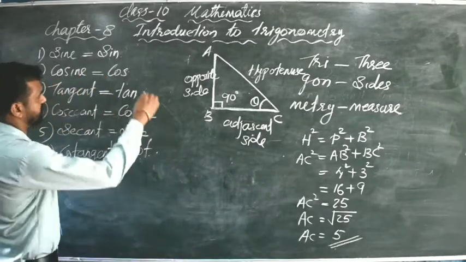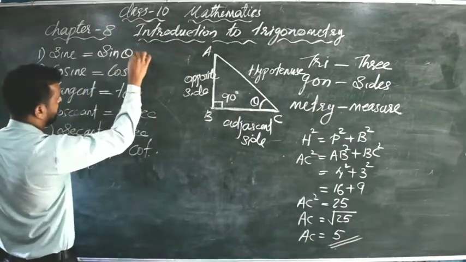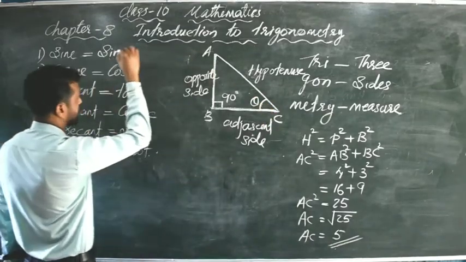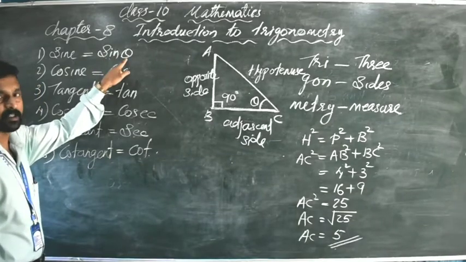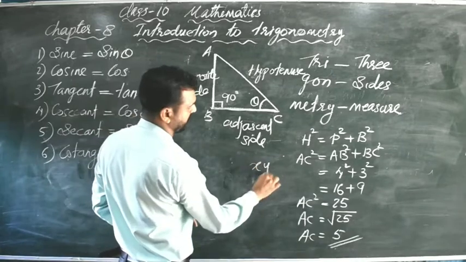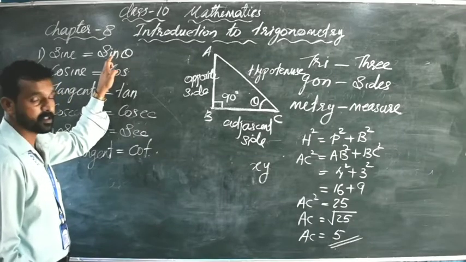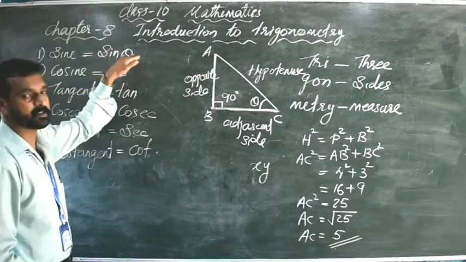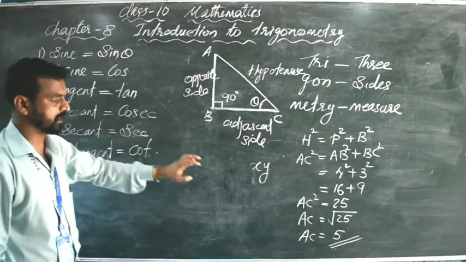First one is sine. We used to write sin theta, because we have considered angle C as theta here. Remember that it is not sin into theta. Sometimes in algebra we used to write xy, and xy means it is x into y. But in trigonometry, sin theta means don't think that it is sin into theta. It is one word only, sin theta only. Not like x and y.